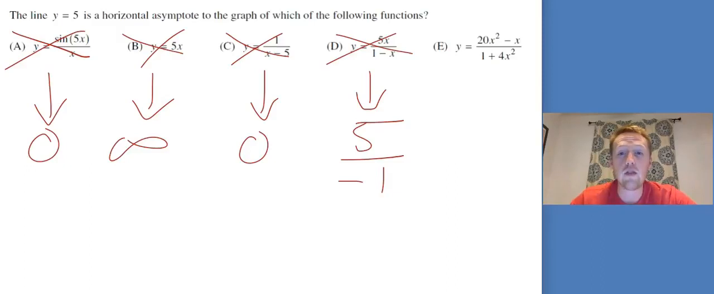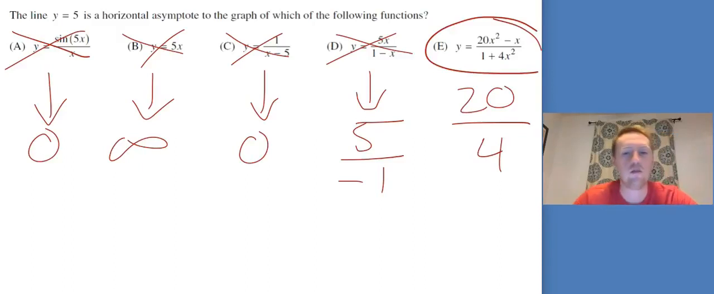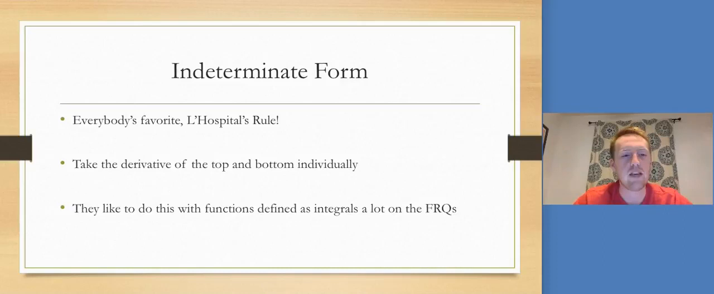Close, but not quite what I'm looking for. Okay, now E, the degree on top matches the degree on bottom again. I've got x squared over x squared, so I'm going to take the coefficient, 20 over 4. That is 5. That's exactly what I'm looking for. Perfect. All right, let's move into some indeterminate form.